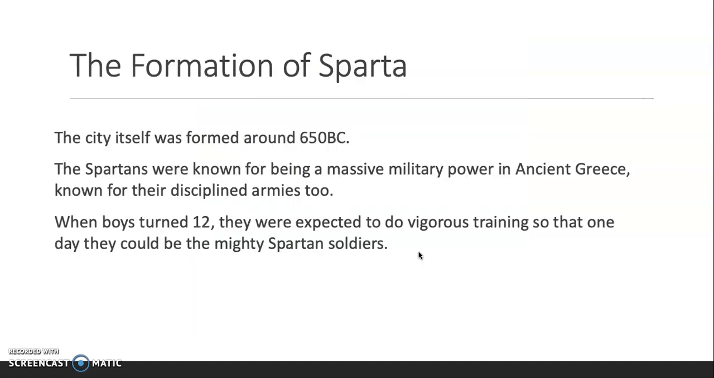So the formation of Sparta: the city itself was formed around 650 BC or BCE. The Spartans were also known for being a massive military power in ancient Greece, known for their disciplined armies too. At the height of their power, they had the best army in ancient Greece. When boys turned 12, they were expected to go through vigorous training so that one day they could also be the mighty Spartan soldiers that they grew up to idolize. So think about who you idolize today, and would you follow in their footsteps as well?